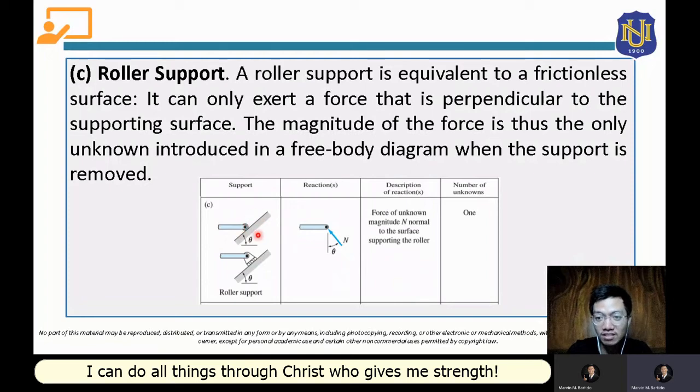Since that roller is just lying or leaning on the surface, it will also provide a normal force, and the point of application will be at the point of contact of the roller and the surface, and it will be perpendicular to the surface. So this will just be the unknown reaction force that will be provided by a roller support. So this is just a single unknown reaction force.